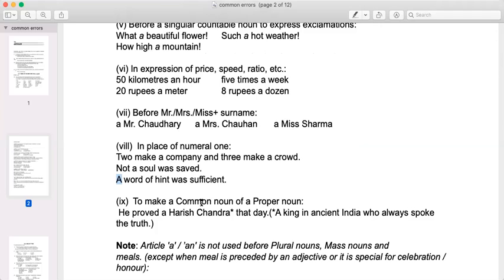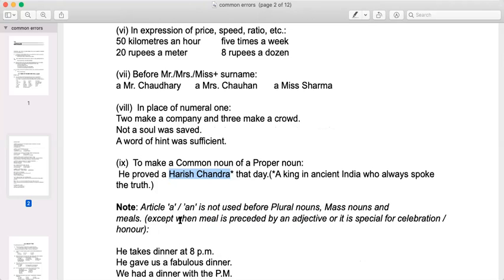Next, to make a common noun of a proper noun, which means we are using the proper noun to refer to its common sense. He proved a Harish Chandra. Everyone knows that Harish Chandra was famous for his ability of speaking truth in any situation. So here the proper noun Harish Chandra is acting as the common noun.